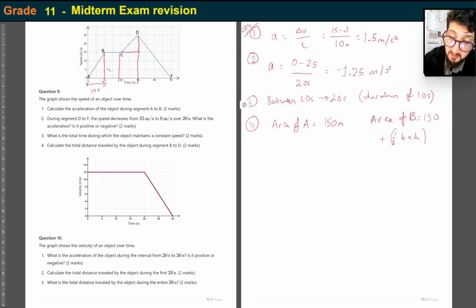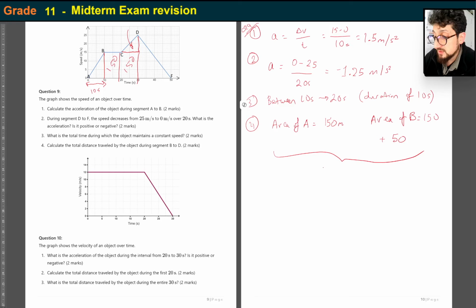We've worked out this is 150, this is 150, and now we're trying to work out what this is, which is going to be 5 times 10, which is 50. Okay, so it's an area of a triangle. So what you can do is work it out like a square or a rectangle and divide it by half, which is what I normally do. Or you can go half base times height. Anyway, it's 50. And so the total area is going to be the total distance.